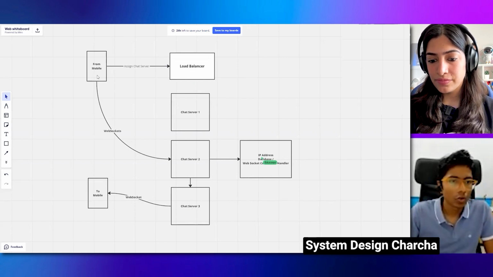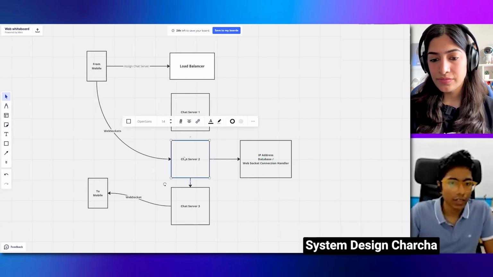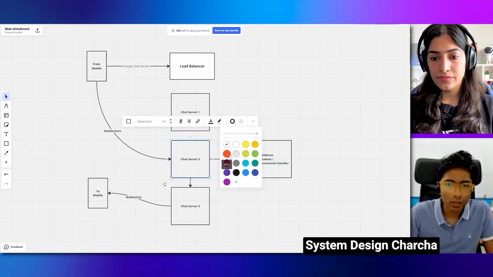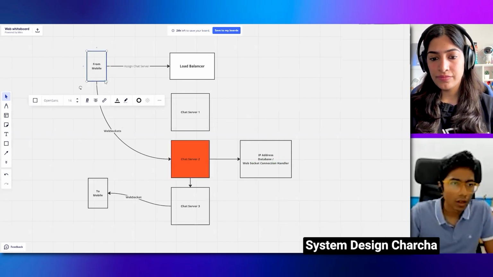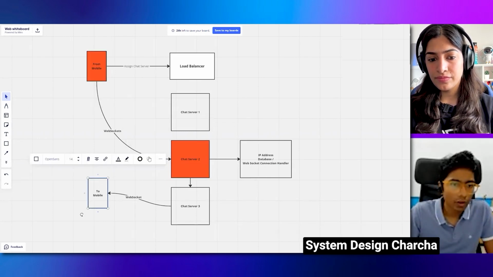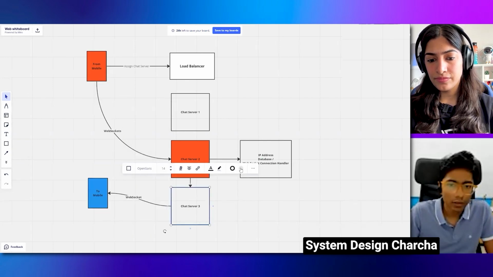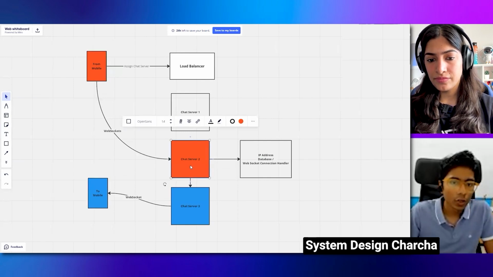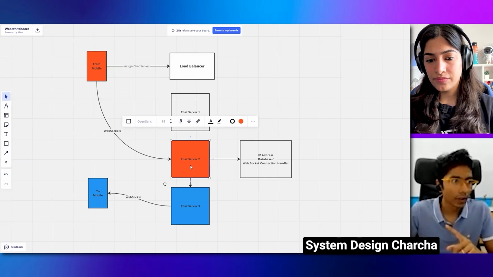That makes total sense. You have a person who is connected to chat server 2. So let's change the color of this so that it's easy to understand. Let's say red, and you have "from" as red, and then you have this person in blue, and this is also blue. Now it's clear that it has to go from red to blue. So when does it go? It goes from mobile to chat server 2, where it's connected.